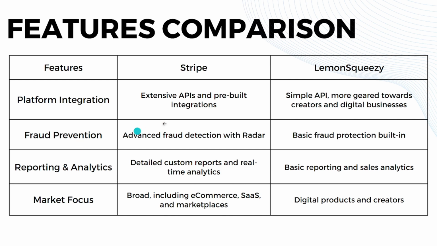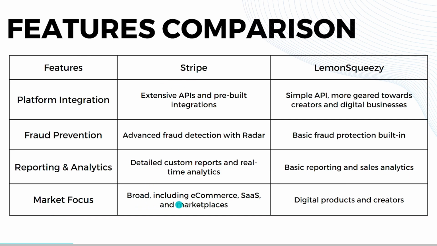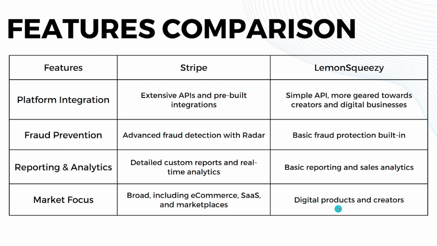For fraud prevention, Stripe has advanced fraud detection with Radar, and Lemon Squeezy has basic fraud protection built into the platform itself. When it comes to reporting and analytics, Stripe has detailed custom reports and real-time analytics, while Lemon Squeezy has basic reporting and sales analytics. For market focus, Stripe is broad, including e-commerce, SaaS, and marketplaces, while Lemon Squeezy is more focused on digital products and creators. And that's it for the features comparison.